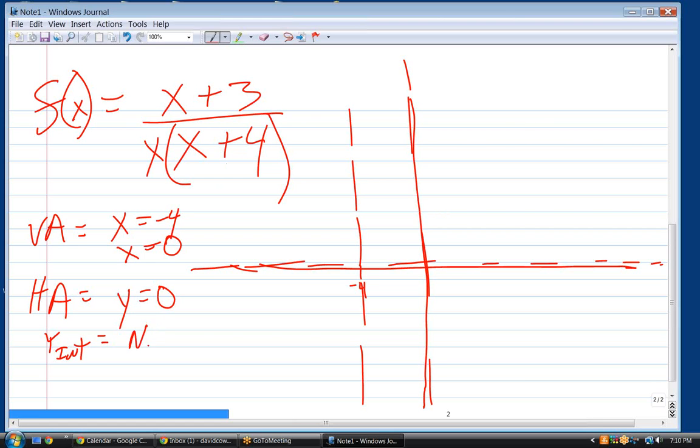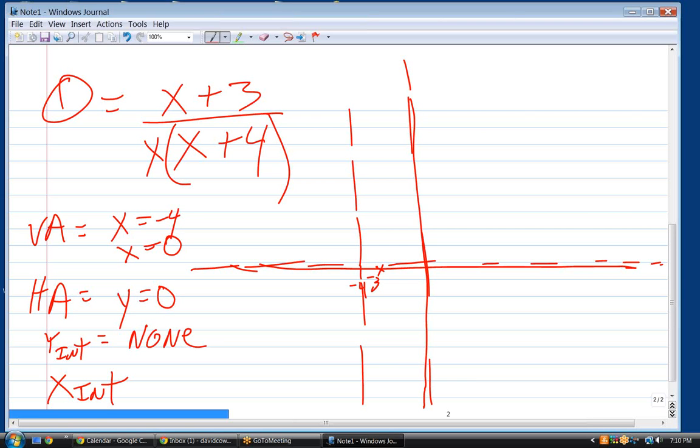So there are no y-intercepts. How about x-intercepts? In other words, if I set that equal to 0, can I solve that equation? Well, yeah, if x is minus 3, right? Mm-hmm. So at minus 3, there is an intercept.